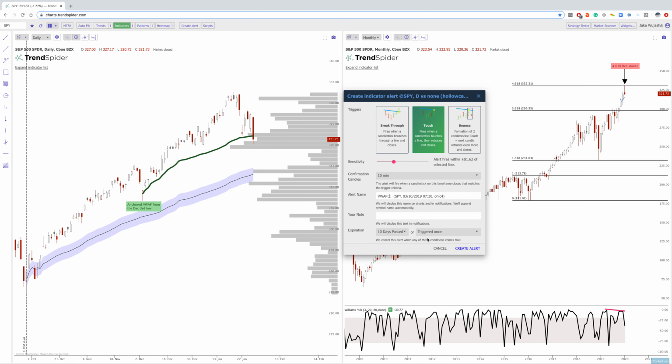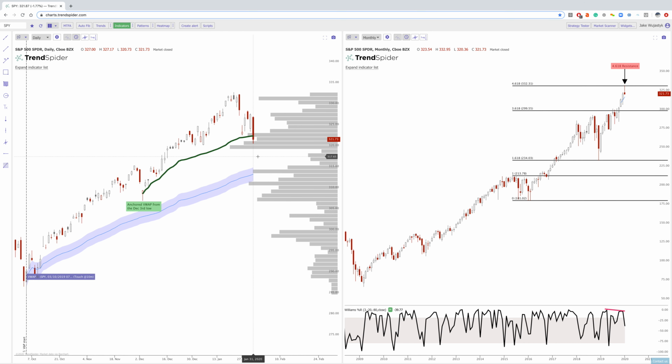So now when 10 days have passed, this is either going to expire or it's actually going to trigger if the price does get that low. So now the alert's created and I can move on to the next chart.